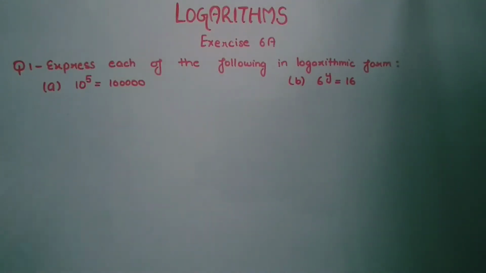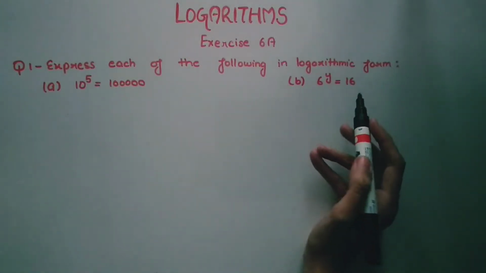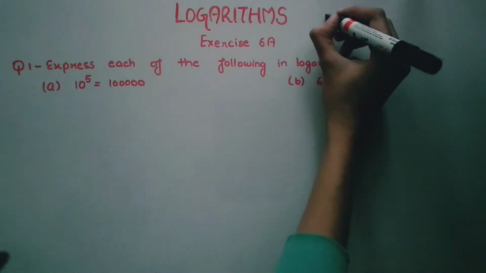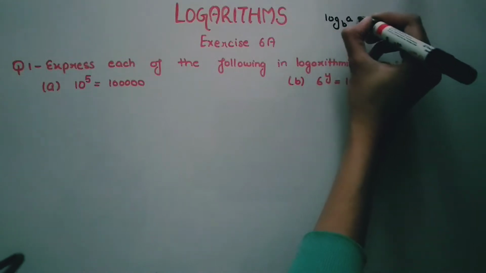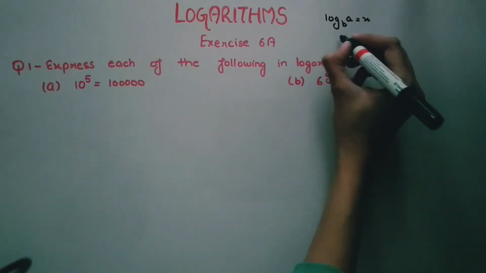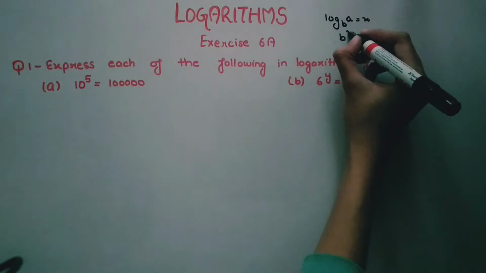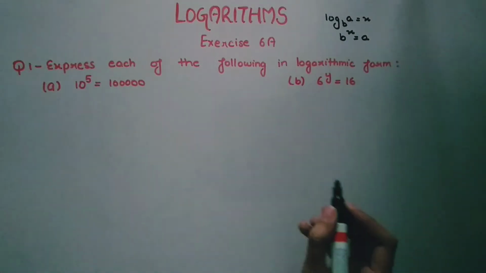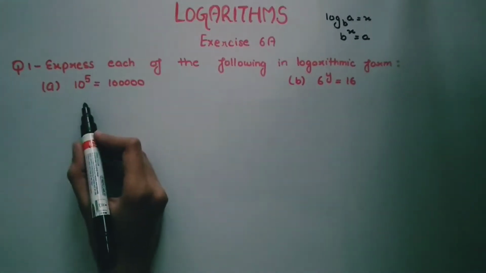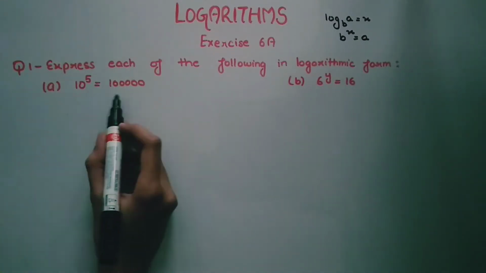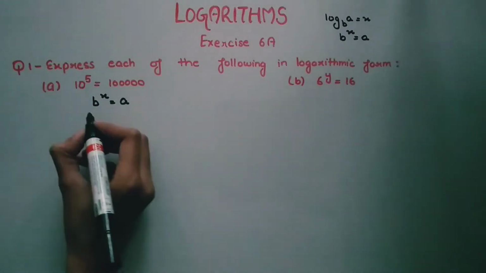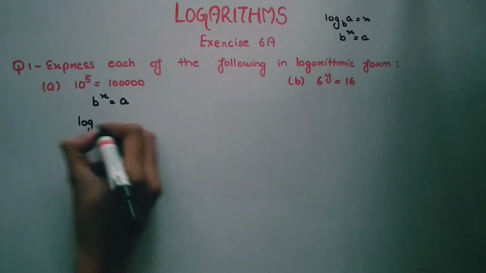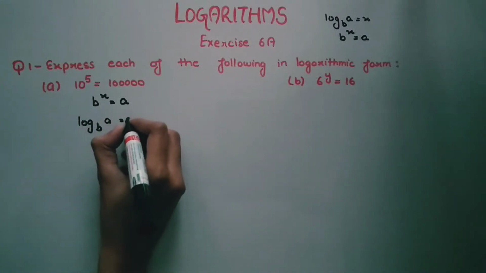So the first question for our exercise is: express each of the following in the logarithm form. First of all, let us write the equation. We have the logarithm form, log of a to base b is x, and the exponential form, b raised to power x is a. Here in the question we have to express them in the logarithm form. This is in the exponential form as b raised to power x that is a. For the logarithm form we have log a to the base b that is x.